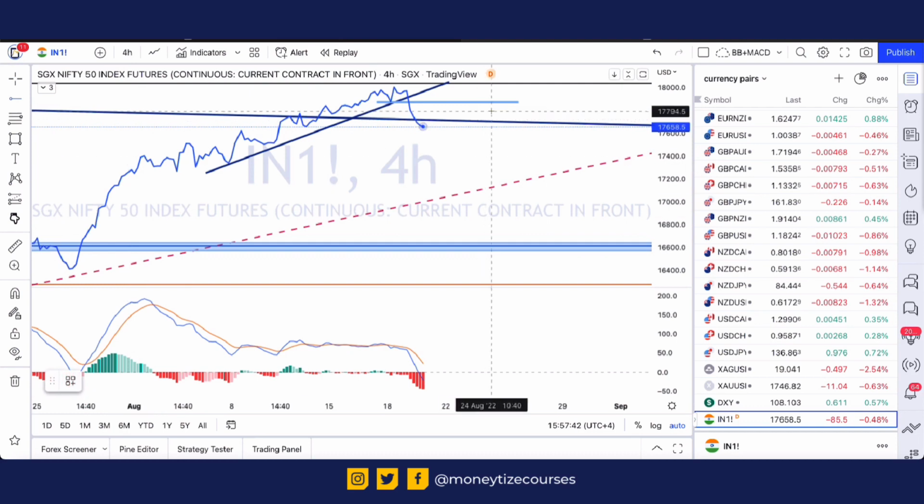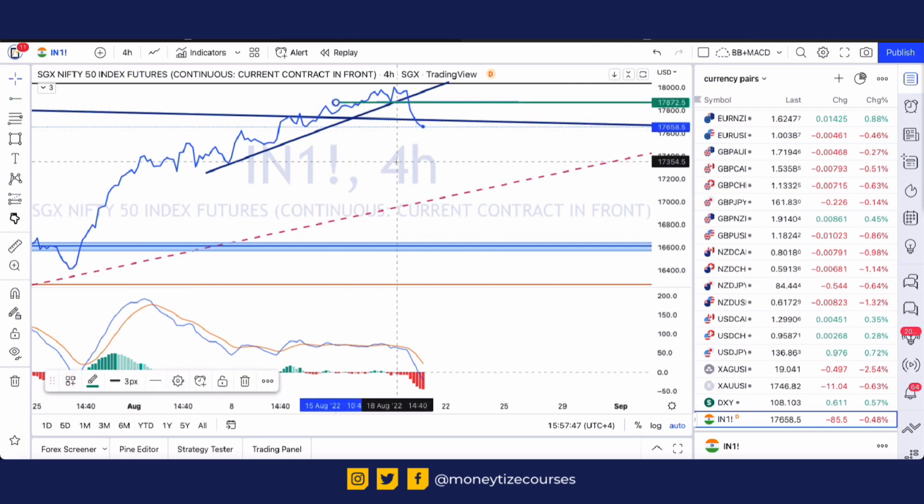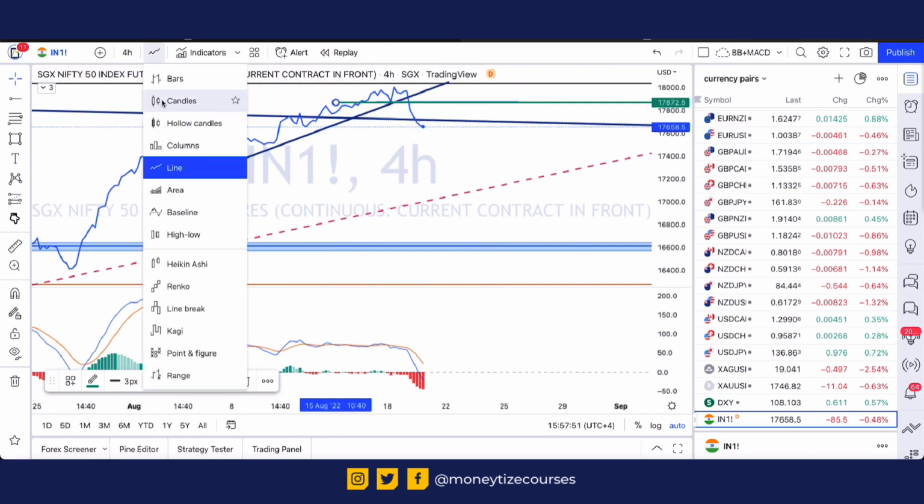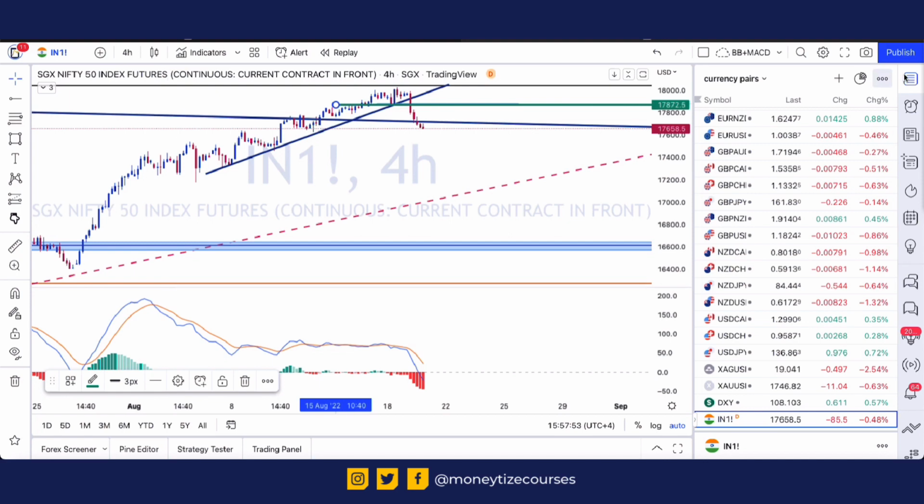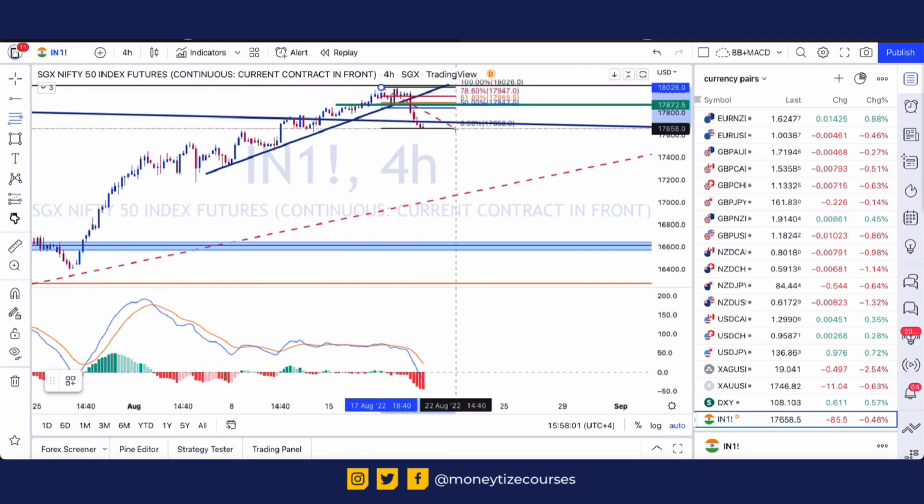Let's use the horizontal ray tool so that we get the level also. It's 17,872. So we can expect a pullback towards 17,872 or 17,900. Let's also mark the Fib retracement. So Fib retracement 61.8 is also around 17,883.